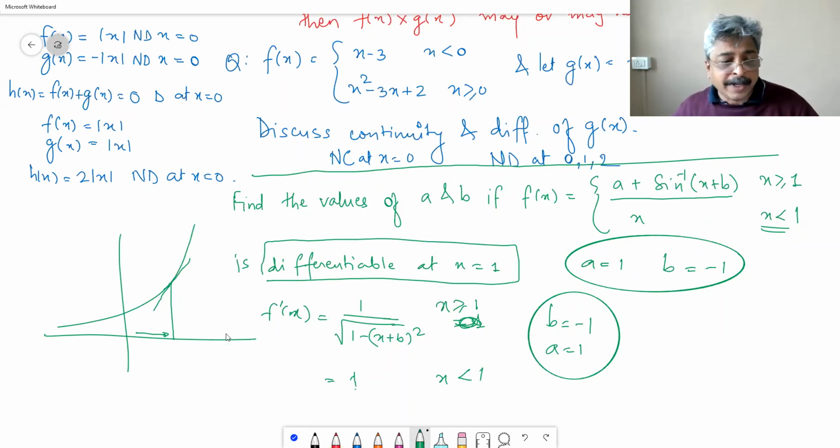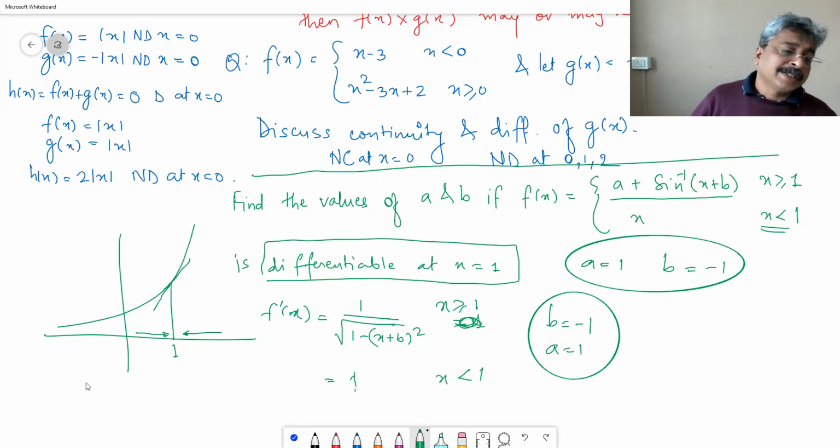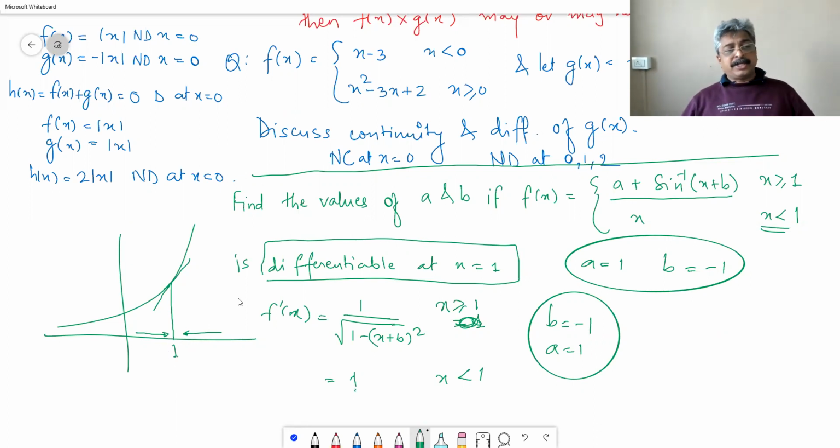And if you approach from right hand side, what slope should you get at x is equal to 1? Again 1. So the derivative of this, that is the slope of the tangent, when you reach x is equal to 1 from right, should be the same as that of this. The limit should exist, left hand limit and right hand limit, for the derivative. So we equated both slopes and then found the value of b. b came out to be -1. Correct.